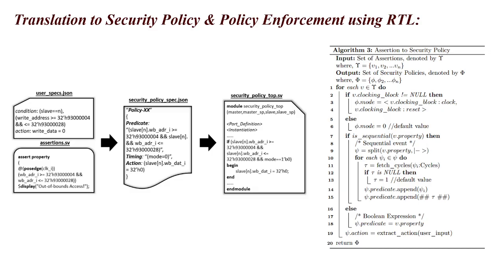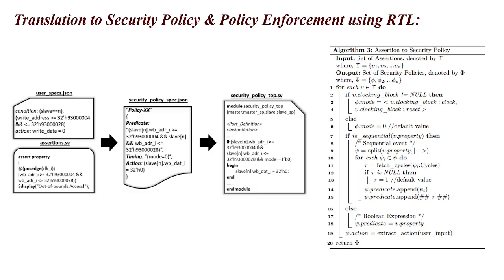Now, we begin with something like the user specs.json, which includes a condition, for example, a write address between a valid range, and an action such as forcing the write data to 0. This tells that if a certain IP tries to write to a protected address, it should be blocked. Next, we have an assertion in SystemVerilog that checks for this exact condition. This assertion gets triggered when the address range is violated, and it's useful for catching the issue during simulation, but it doesn't prevent the behavior.